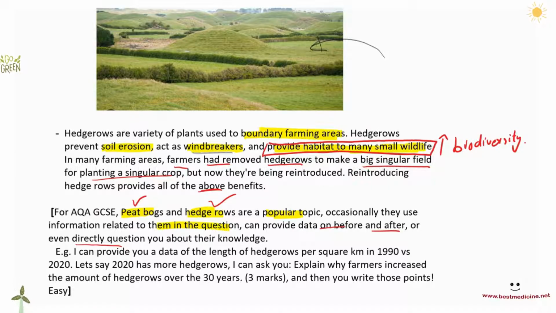So for example, I can provide you data of the length of hedgerows per square kilometer in 1990 versus 2020. And I can say, okay, in 1990 there were fewer hedgerows. In 2020 there are more hedgerows. And then I can ask you, explain why farmers increased the amount of hedgerows over the 30 years. And then you write those points about the benefits of hedgerows. For example, hedgerows help in decreasing soil erosion. They act as windbreakers. They help provide habitat to many small wildlife, right? And you get 3 marks.